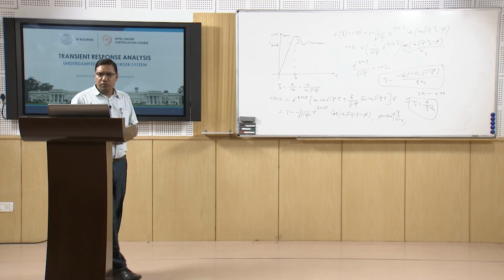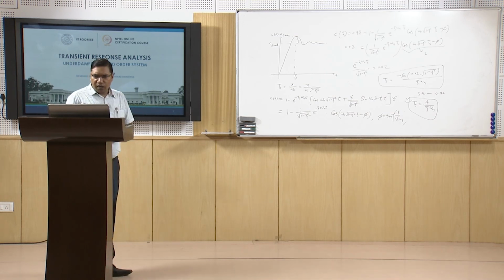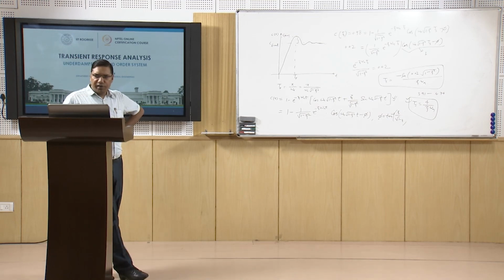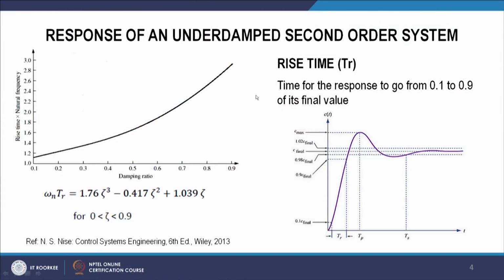Now we come to the rise time, and rise time is defined as the time for the response to go from 10% to 90% of its final value. So here we can see the response here is this 10%, so 0.1 of c final, and it reaches here 0.9, that is 90% of c final. So this time Tr is called the rise time.